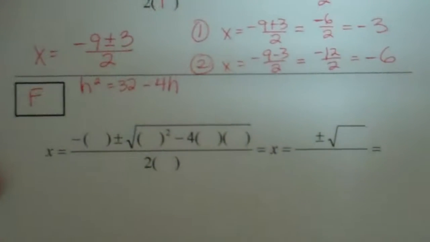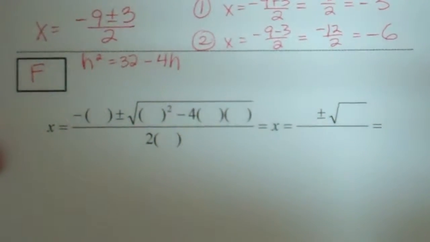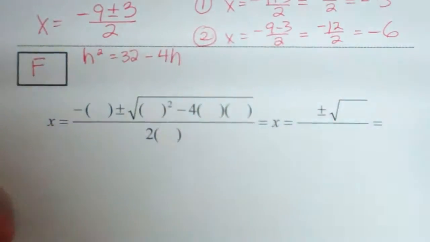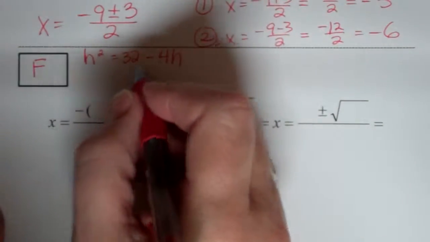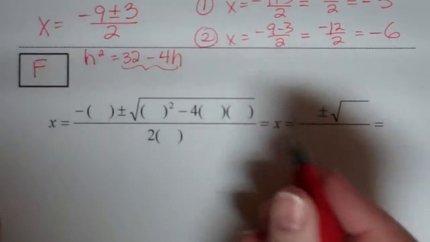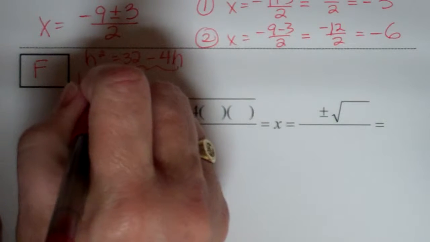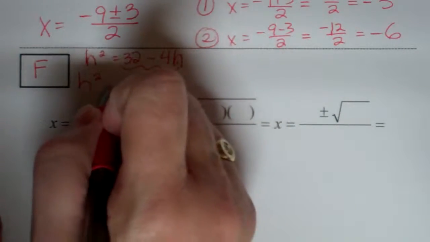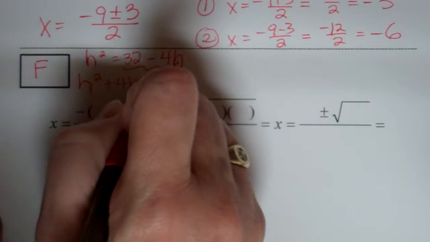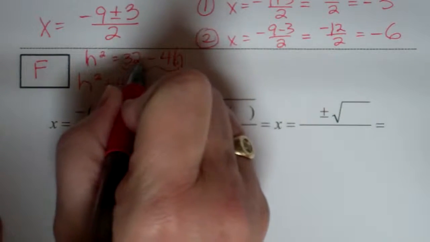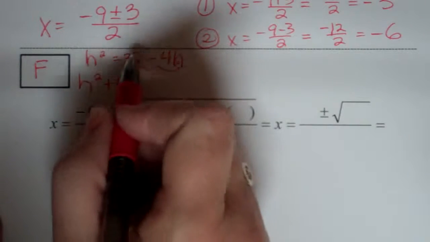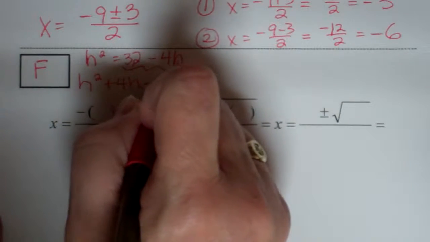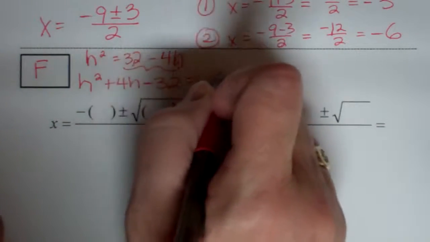And some more. Alrighty. Here we go. Both of these go on the other side. So I like my square term first. I like my plain letter next. Negative 4h on the right is positive 4h on the left. And then my plain number with no letter comes next. Positive 32 becomes negative 32 equal to 0.